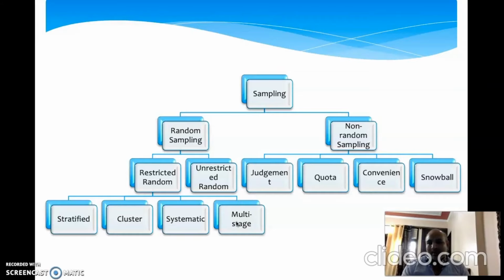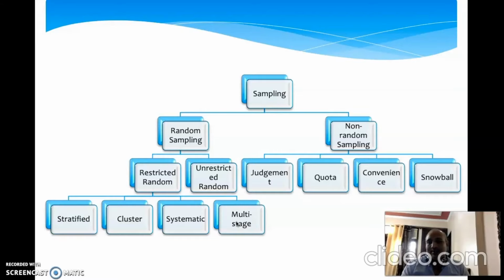Systematic is when you define a very simple rule by which you pick up the sample. Let us suppose it could be that every third unit is going to be a part of my sample, or every fourth unit is going to be a part of my sample. So it is again another process of sampling.